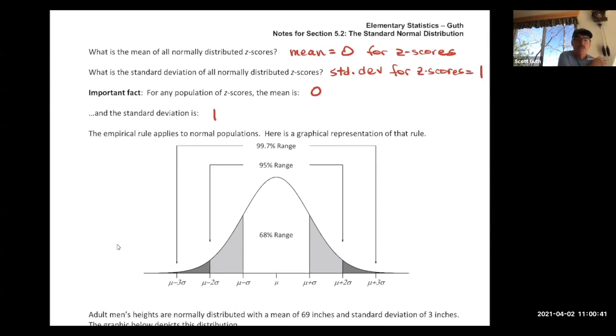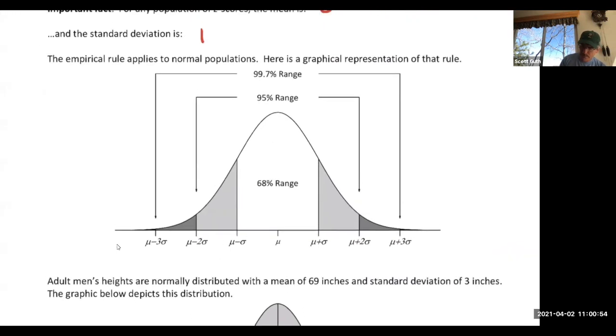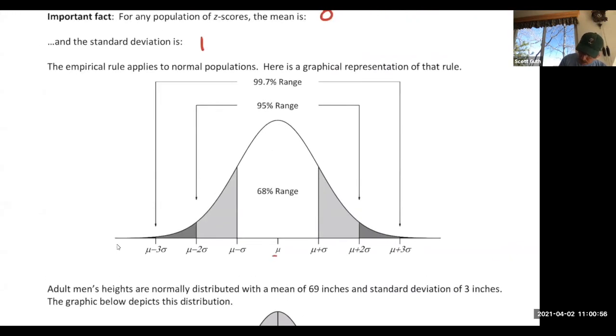The empirical rule applies to normal populations. You've seen this before, that 68% of values lie within 1 standard deviation from the mean. So that means that z is 0 in the center. And if you go 1 standard deviation out from the mean, you're going from z equals -1 to +1. And the probability of being in that range is 68%.